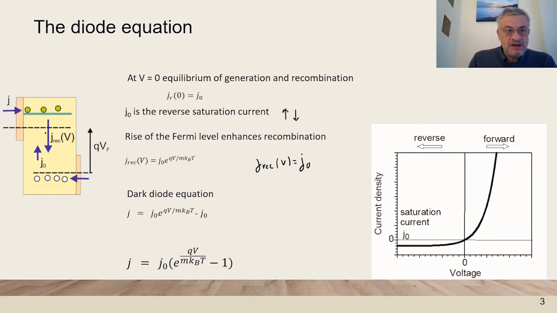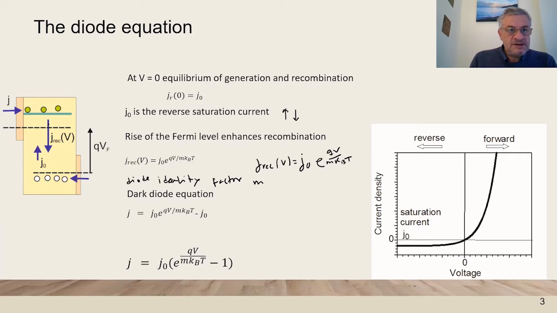And as we increase the Fermi level, increase the population of electrons, this will increase exponentially, like qV over the Boltzmann constant k times temperature T. And we add another parameter, which is the ideality factor, which is m, and describes how the recombination increases with the voltage.